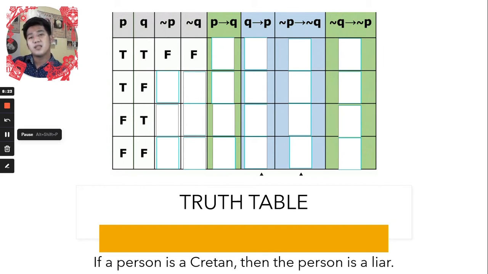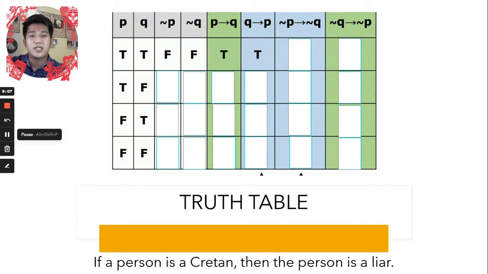Now, if we have this conditional statement, if a person is a Cretan, then the person is a liar, this is the original statement, so therefore it is true. How about if we interchange the position of the hypothesis and the conclusion? If the person is a liar, then the person is a Cretan. Will it be true or false? Yes, it is also true. If we just interchange it, this is also true. Now, we're not thinking about it logically, okay? We just interchange. How about if we get its inverse?